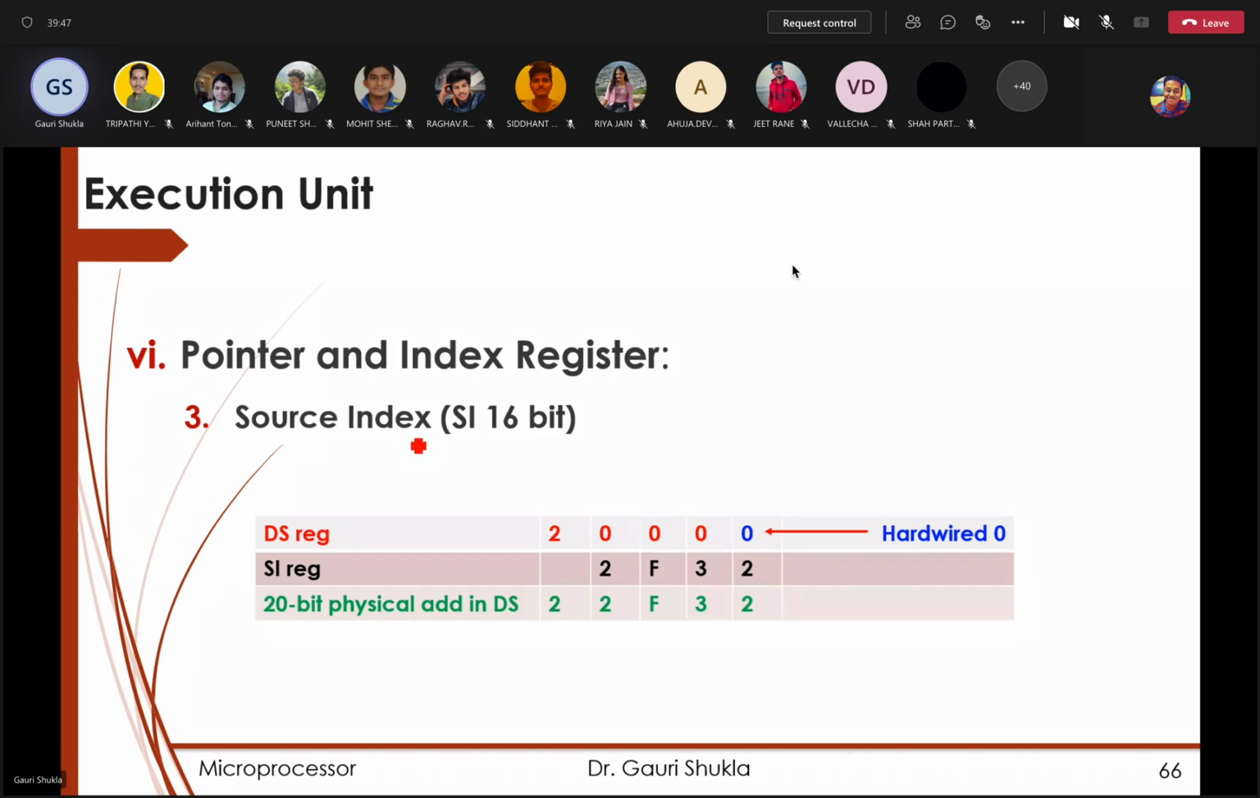So if the source index has got the 16-bit address F32, and the data segment register, which is now in BIU, has got 2000, like the example of 1000 I gave just now. What we studied in the last lecture: 2000 into 10H, plus now this SI register. This is how the 20-bit physical address will be determined, which is a location in my data segment. That is why they are called offset or pointer index.